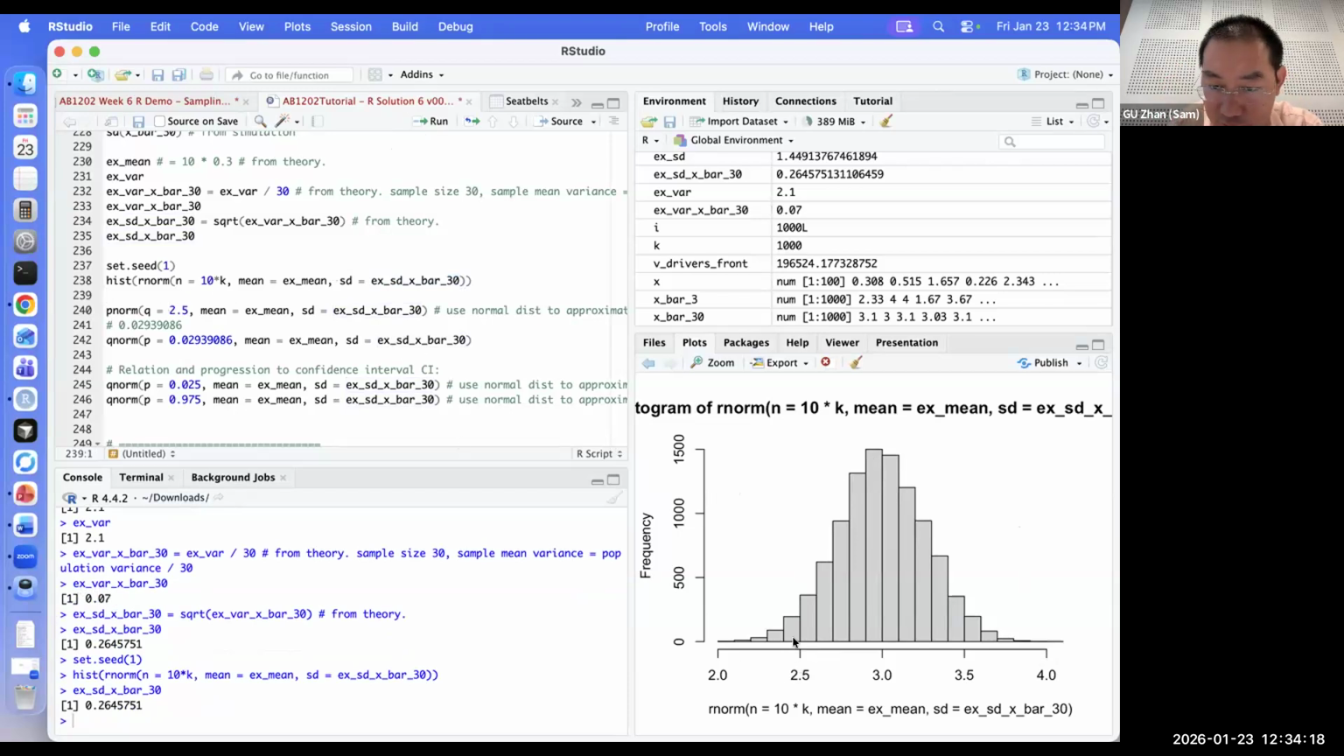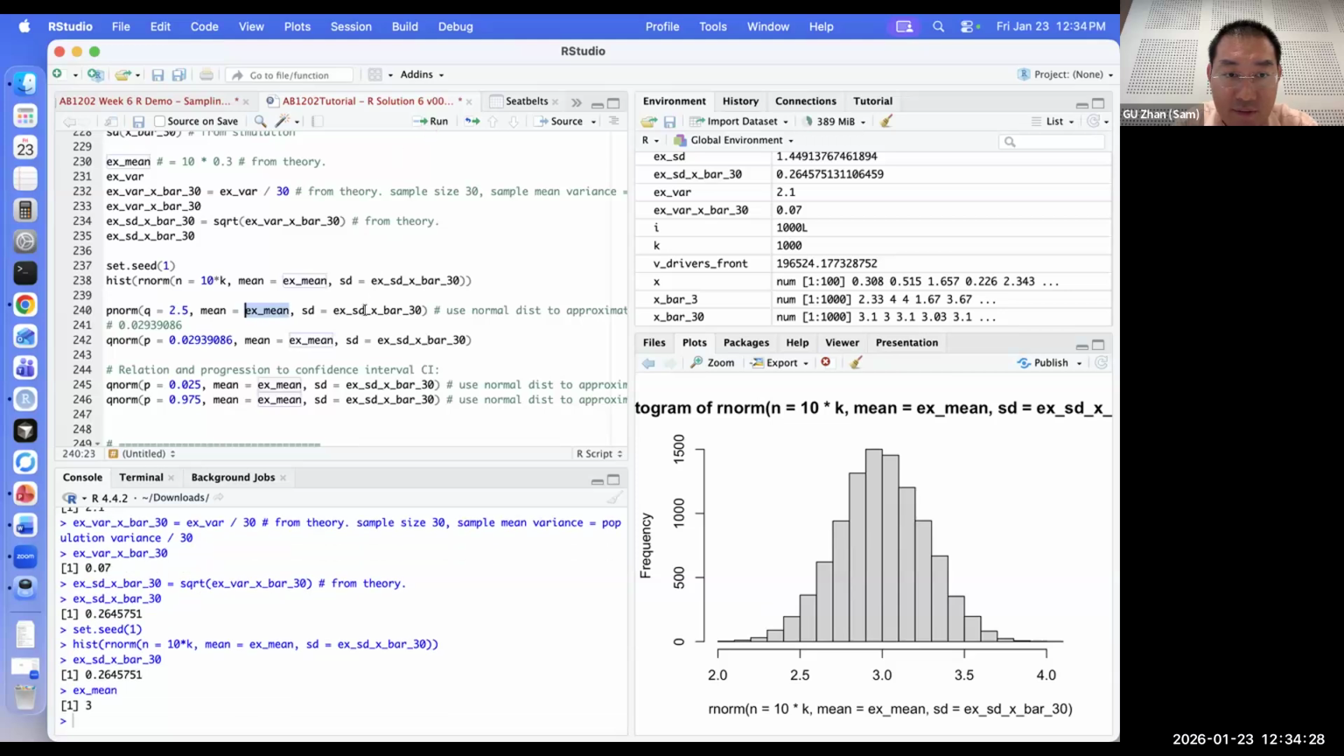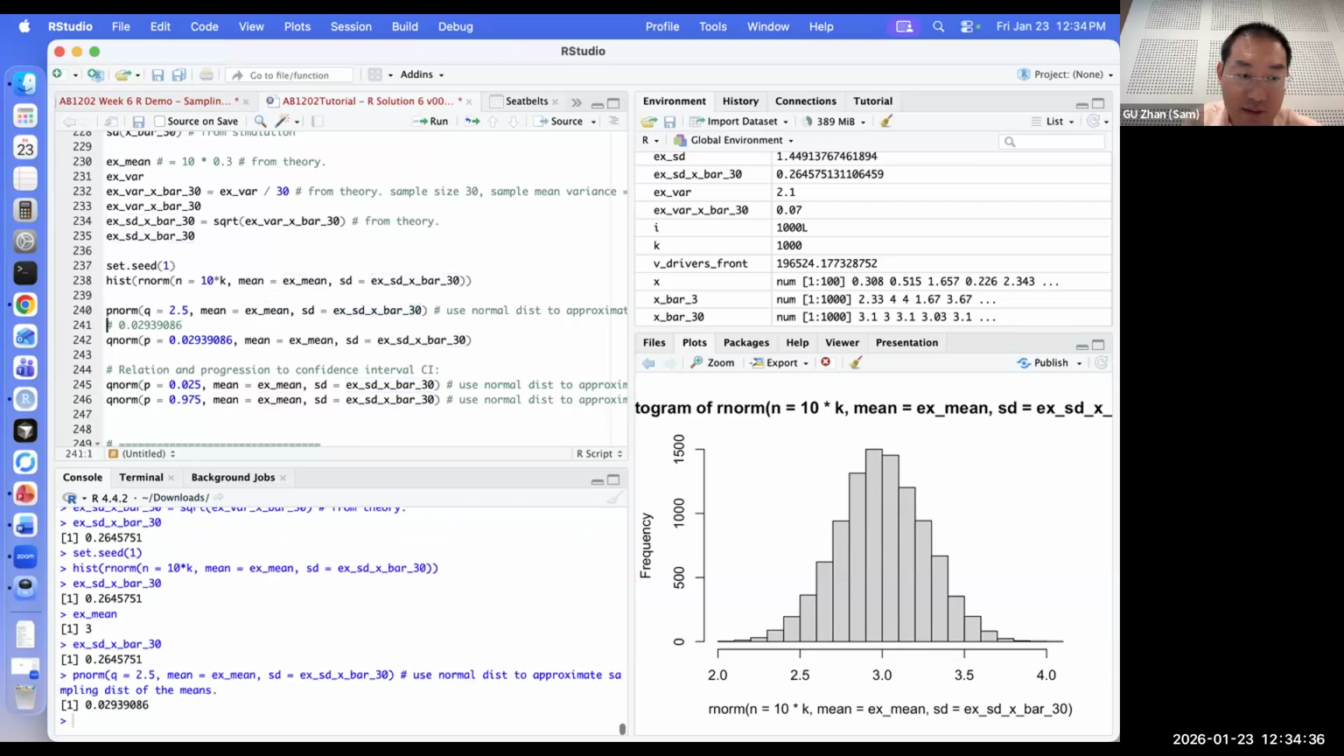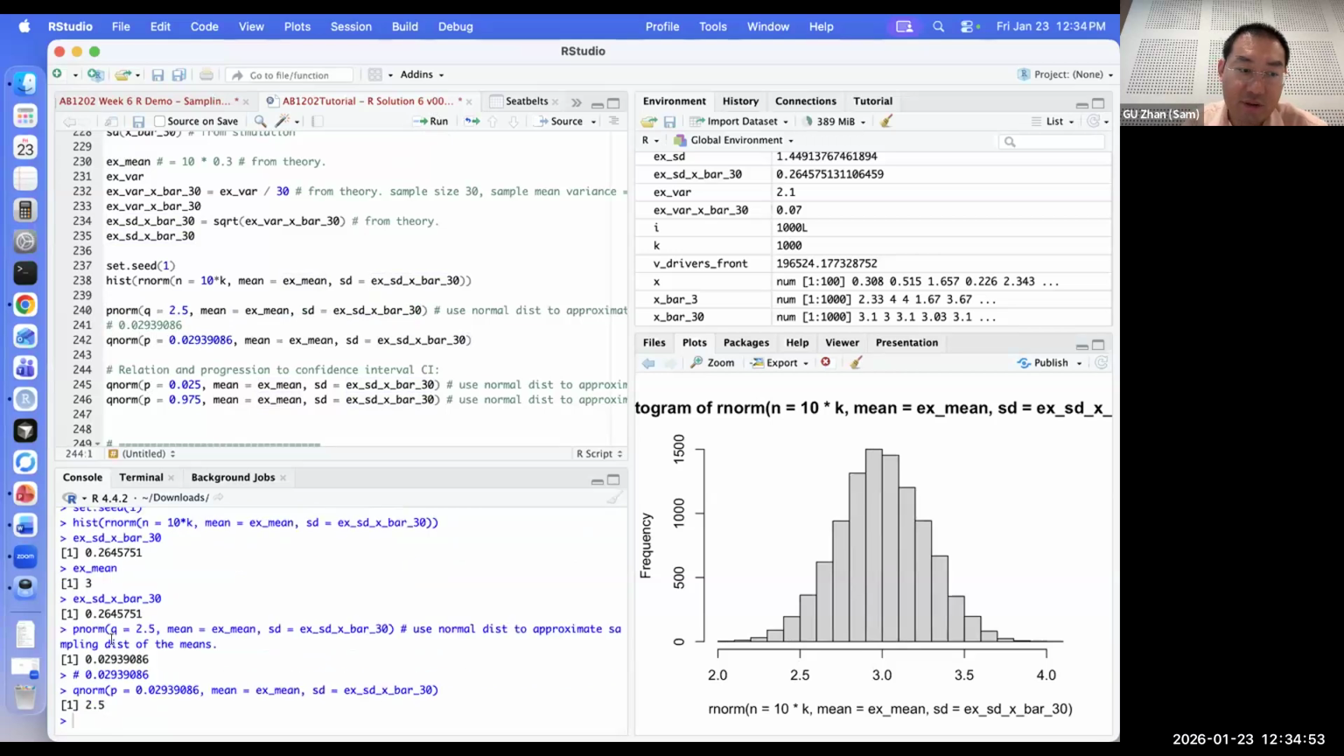Then 2.5 is here. So the probability to the left of 2.5, where the mean value is the expected mean, which is 3, and the standard deviation is the theoretical standard deviation. We use pnorm to give us the probability. So to the left of 2.5 is about 2.94%. Okay, 2.94%. If you use qnorm and put the probability there, it will give 2.5.